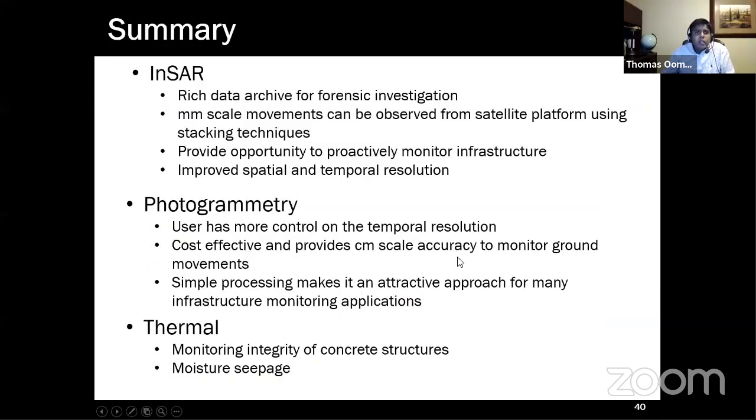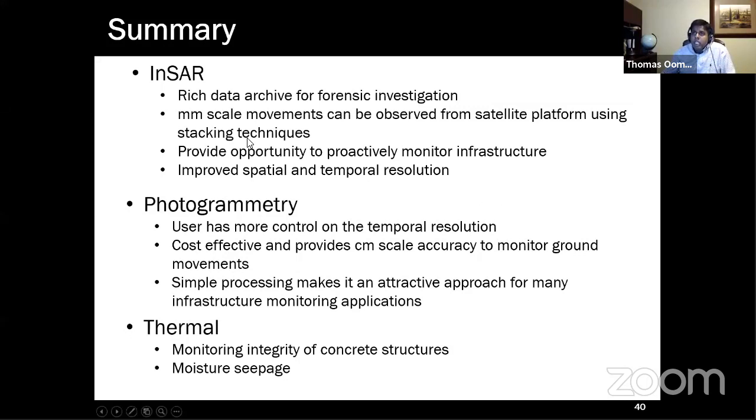So let me conclude with some summary. I know I've gone through a lot of material, but I hope you have seen at least some of the use of remote sensing. I think there is a lot of potential in this approach to turn the way we do performance monitoring and condition monitoring in geotechnical engineering and structural engineering and so on.